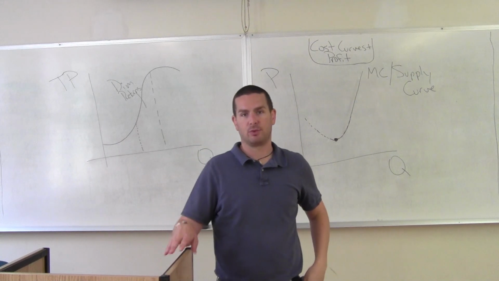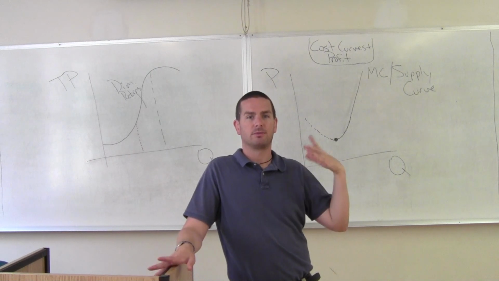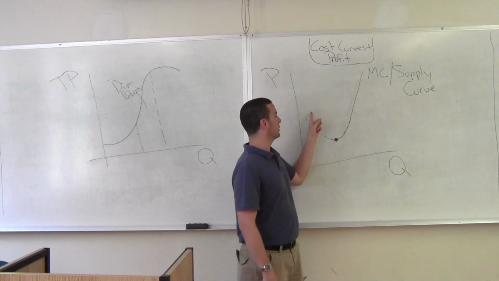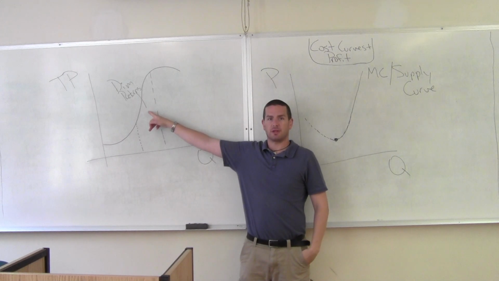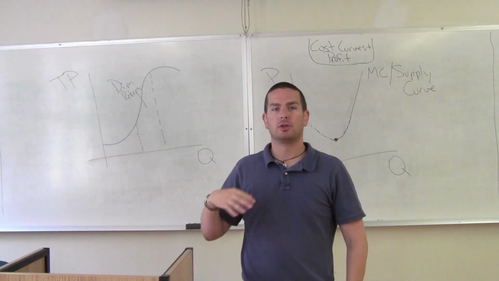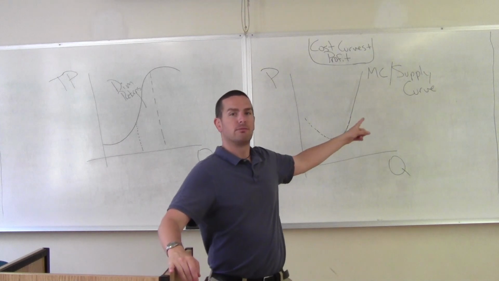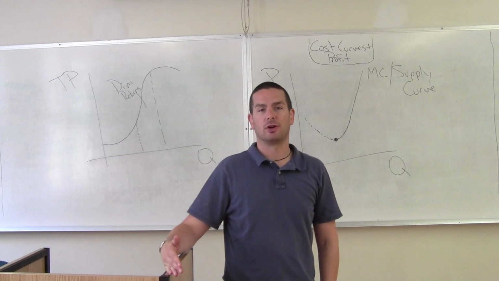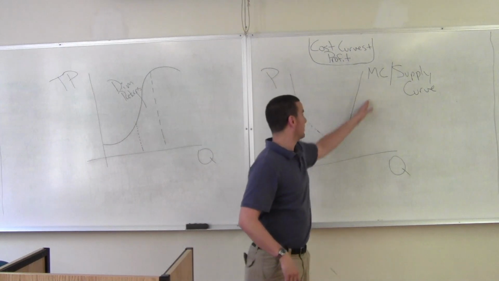Here is where we're going with this. The supply curve is actually the marginal cost curve. Okay? Well, where does the marginal cost curve get its shape from? The marginal cost curve gets its shape from diminishing returns. Okay? It gets it from the law of diminishing returns. If there is no law of diminishing returns, then you don't get an upward sloping marginal cost curve. And if you don't get an upward sloping marginal cost curve, then you don't get an upward sloping supply curve.